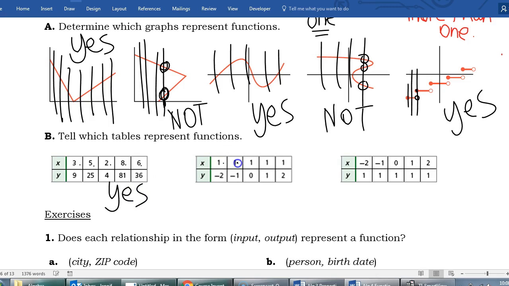I see a couple repeating x's here. Let's check, do those match up? No. This one is going to multiple different values, so no, that is not a function. And I don't have any repeating x's here. I do have repeating y's, but that actually doesn't matter. I can have horizontal lines in functions, but I can't have vertical ones. So yes, since I don't have any vertical lines, I only have a horizontal line, that is a function.